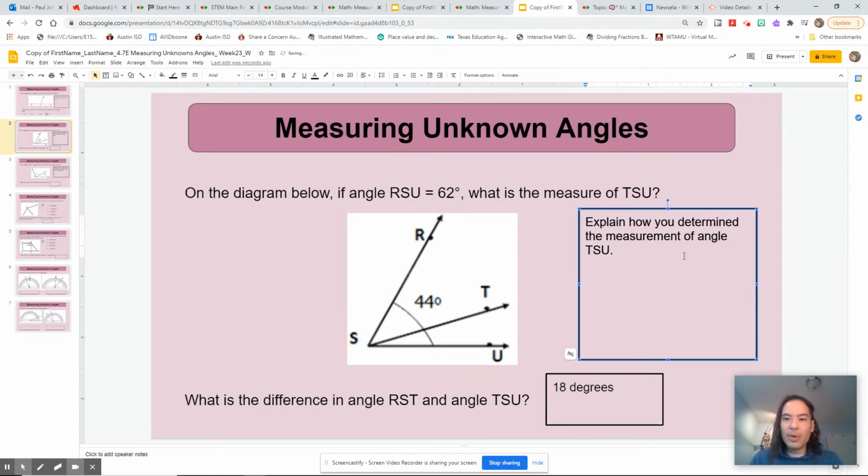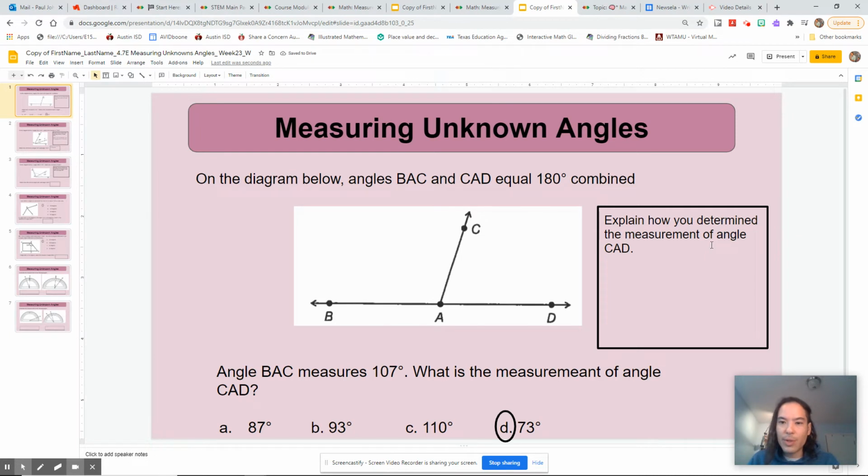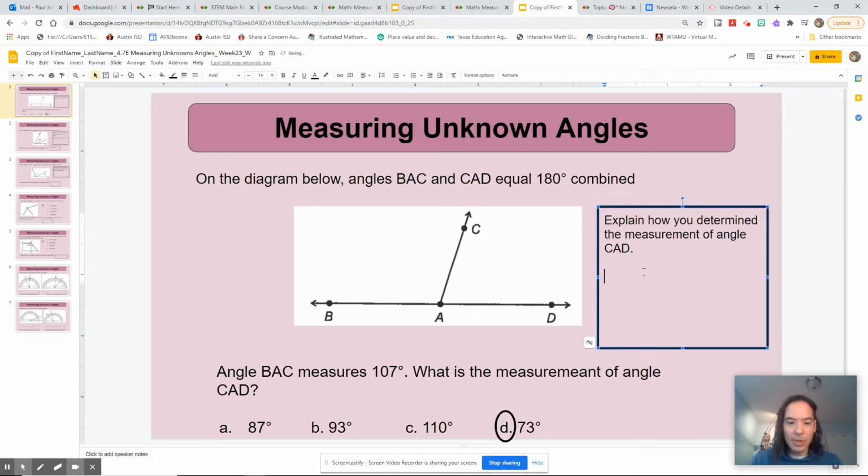So how we determined it: we subtract 44 degrees from 62 degrees, which is the total. All right, and let me go back and see if we can explain this one. Explain how we determine the measurement of angle CAD. We subtracted our known angle, 107, from the total of 180 degrees. Let's be specific.